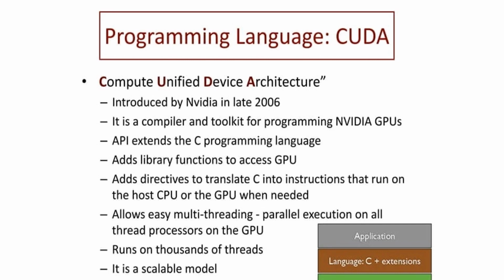Compute Unified Device Architecture. Introduced by NVIDIA in late 2006, it is a compiler and toolkit for programming NVIDIA GPUs. The API extends the C programming language, adds library functions to access the GPU, and adds directives to translate C into instructions that run on the host CPU or the GPU when needed. It allows multi-threaded parallel execution on all thread processors on the GPU, running on thousands of threads. It is a scalable memory model.